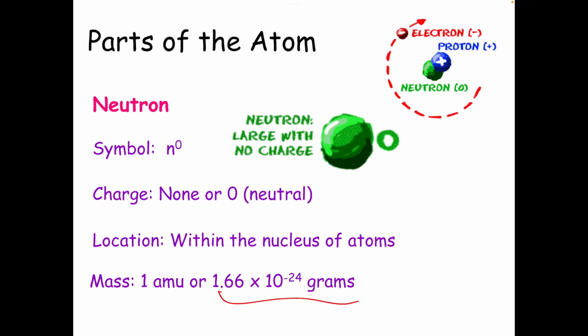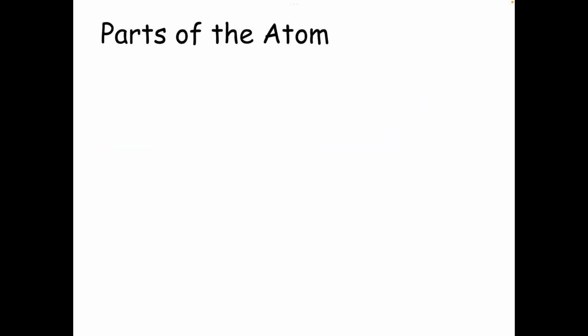I'm just putting this here for scale. Very small. 1.66 times 10 to the negative 24 would be 1.66 with 24 places of zeros in front, in terms of a gram. So that's really small.